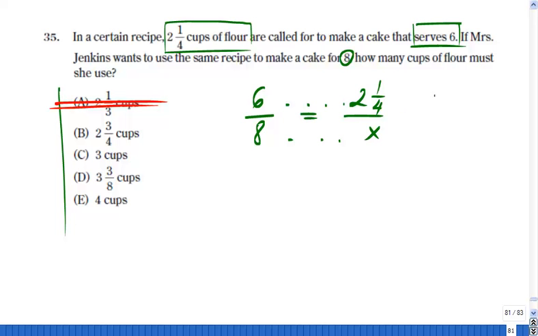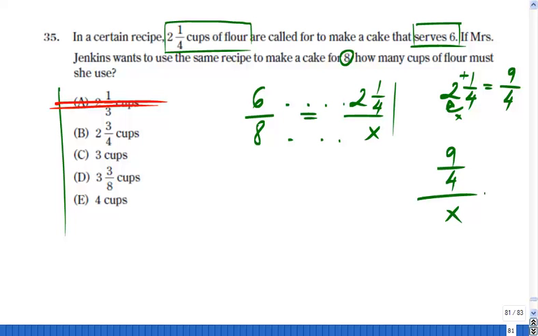Obviously here, because I have 2¼, I should change that mixed number into an improper fraction. I will keep the same denominator. I multiply 4 times 2, which gives me 8, and I add the top: 2 times 4 is 8, plus 1, gives 9/4. So this side of your proportion is 9/4 over x.